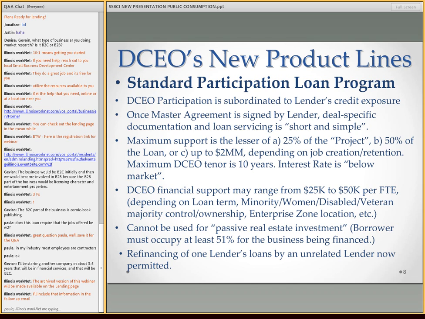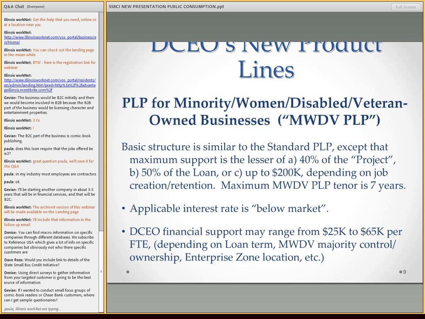This is that Minority, Women, and Disabled Business program. I will go into more detail later, but in essence, although the dollar amount is less, it's only $200,000 compared to the $2 million on the standard program, we go up to 40% of the project or 50% of the loan, whichever is less. And our tenor is only 7 years. However, this is a way of entry into the world of being an entrepreneur.